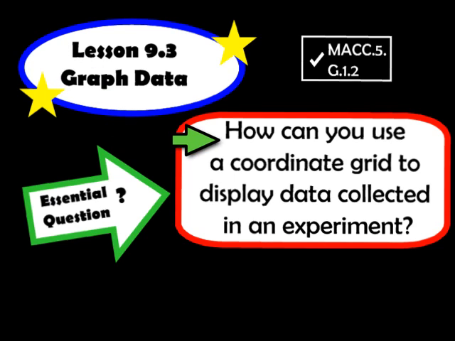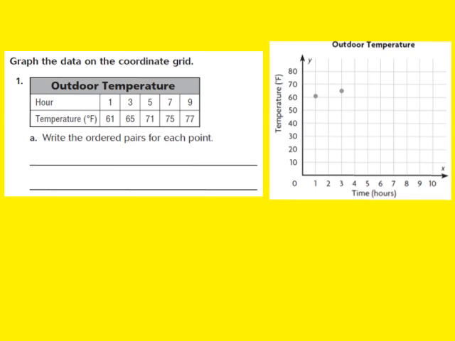The essential question for this lesson is, how can you use a coordinate grid to display data collected in an experiment? Now, go ahead and open up in your Go Math workbooks to Lesson 9.3, found on page 187, and let's get started. Now, let's take a look at question number 1 together. It says, graph the data in the coordinate grid.